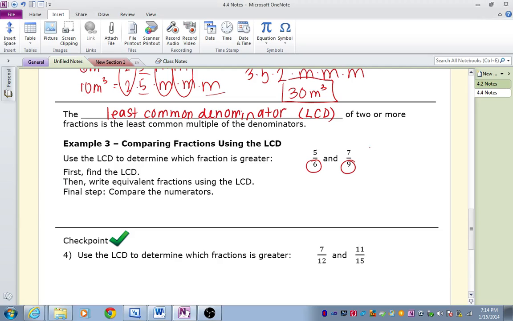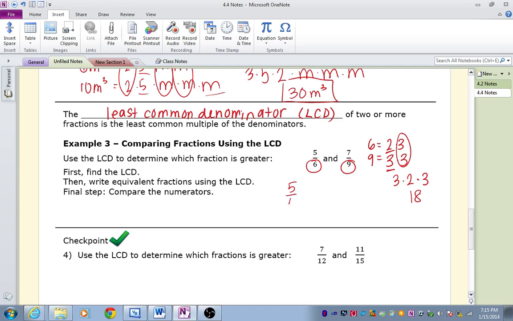Okay, so on the side, 6 is 2 times 3, and 9 is 3 times 3. Okay, we have a 3 in common. We have an extra 2 and an extra 3. So 3 times 2 is 6, 6 times 3 is 18. And if you can see that right away, you don't have to go through this with the prime factorization to find it. A lot of us might be able to tell right away that 6 and 9 both go into 18, and I'm okay with that.